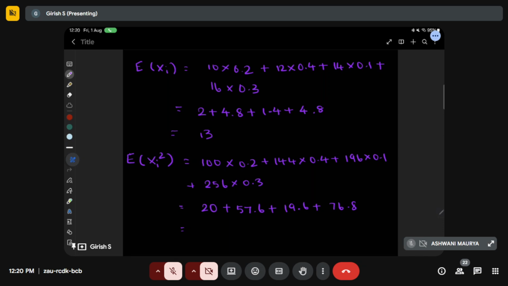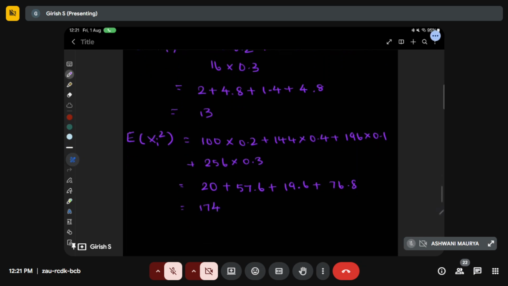Do you have any doubts? Okay. You are understanding till what I'm doing here, right? I'm just calculating expectation of xi squared to get the variance of xi. So just summing these things will give me 174.